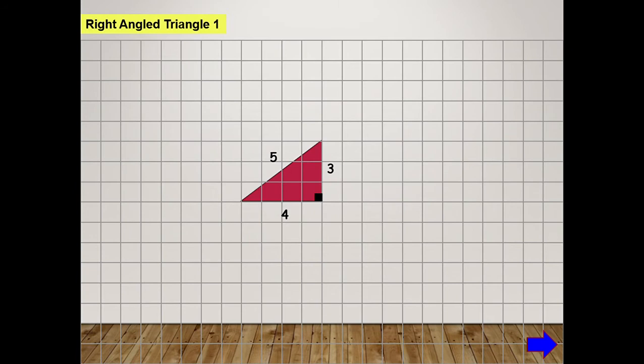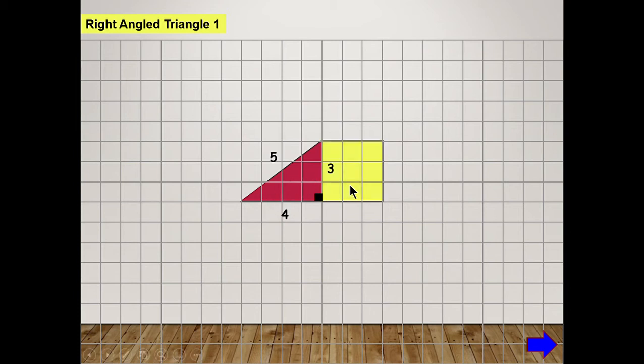So, what we have here is a right-angled triangle. Now, I don't have to explain to you what a right-angled triangle is, but Pythagoras' theorem just applies to right-angled triangles, and it is a way of proving whether a triangle is right-angled, or using the fact that it's right-angled to work out some lengths.